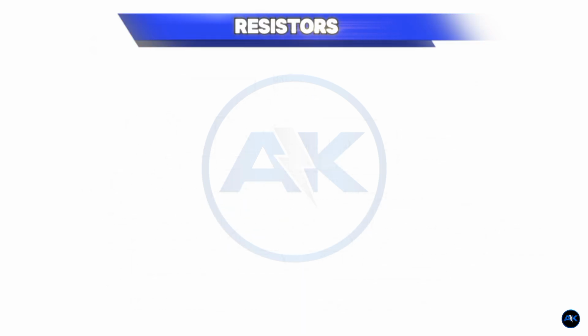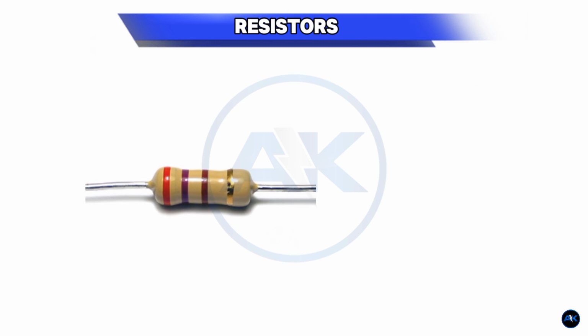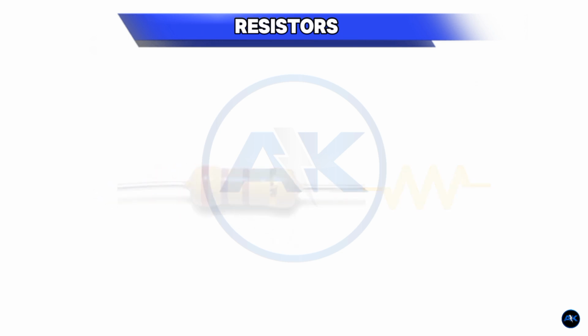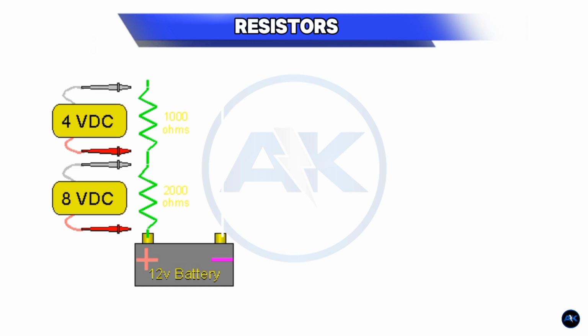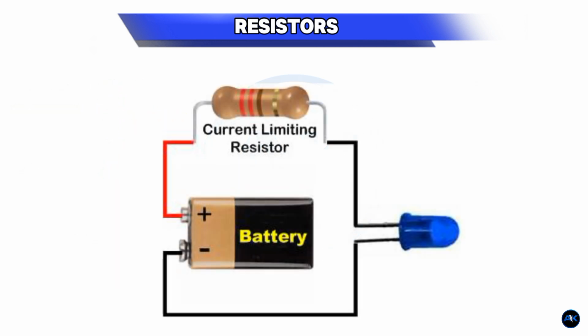Friends, let's see the second component. We call this a resistor. The symbol of resistor is like this. We use a resistor to reduce voltage in a circuit and also to reduce current in a circuit.